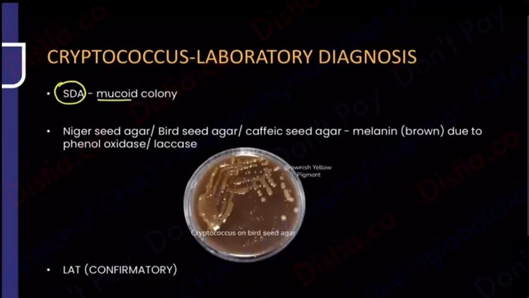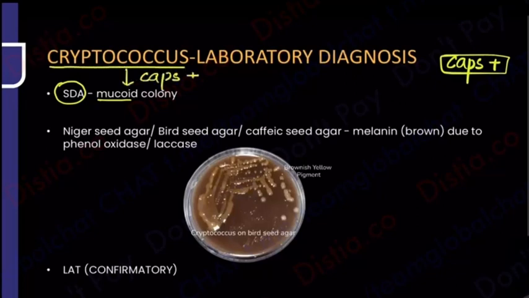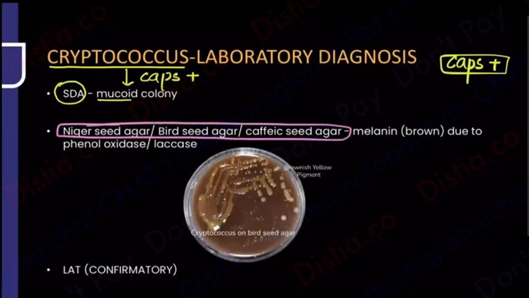SDA shows you a mucoid colony, and I have told you this concept earlier also. Whenever we are dealing with capsulated organisms, like do you remember there was an organism called Klebsiella? Klebsiella was capsulated and showing you a mucoid colony. Cryptococcus is also capsulated, and it is also going to show you a mucoid colony. So that is a common trick for all capsulated organisms: they show mucoid colonies. But if you grow it on something else, there is something known as Niger seed or bird seed or Kaffik seed agar. How do I learn so many names?